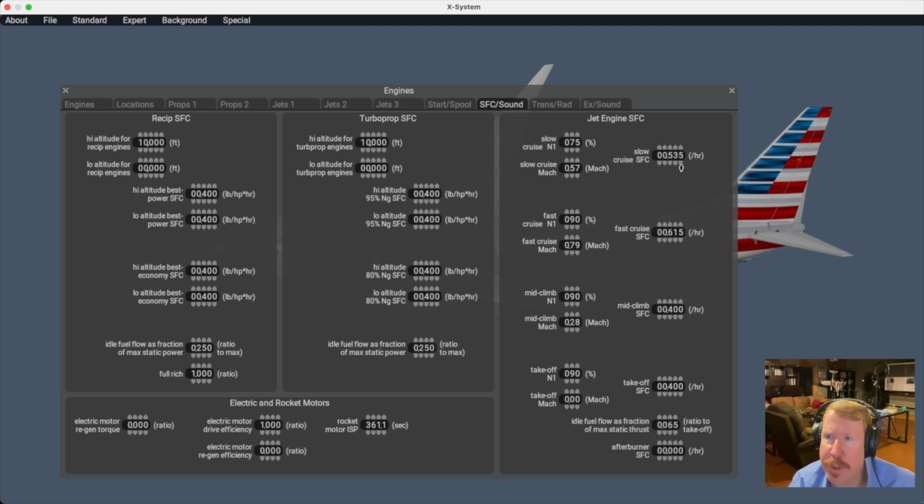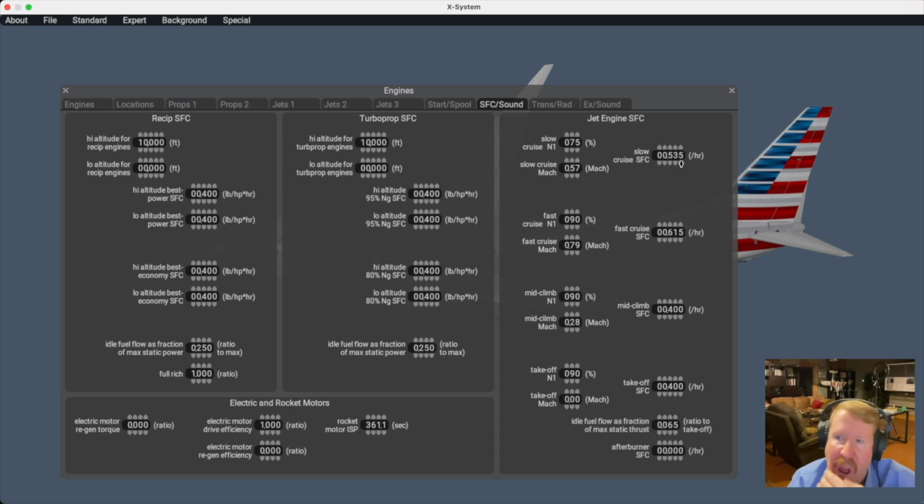Specific fuel consumption. SFC, really simple. SFC is in units per hour. And so what that means is you take your thrust, you multiply it by your SFC, and you have your fuel flow in pounds per hour. Why? Thrust is in pounds, SFC is per hour, multiply the two together, and you get pounds per hour, you see? And that's how you can tell how SFC works. So for an SFC of 0.535, if you have 1,000 pounds of thrust, this would be 535 pounds per hour of fuel flow.